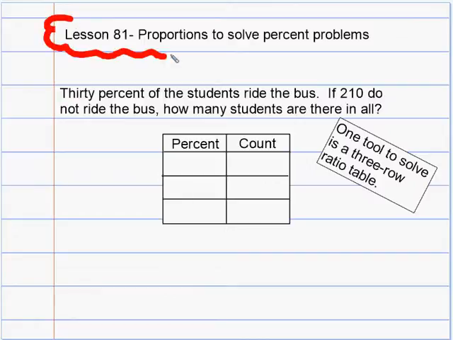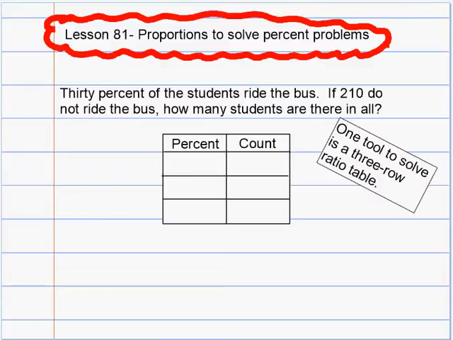Today we're going to talk about using proportions to solve percent problems. One of the ways that you can do that is by using a 3-row ratio table where we use percent as the left column and count as the right column, and we will label these with what they represent over on the far left.